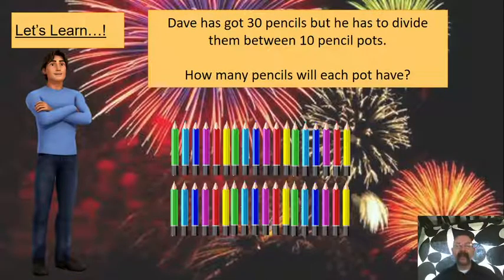Okay, so let's have a look at this problem. Dave has got 30 pencils, but he has to divide them between 10 pencil pots. So how many pencils will be in each pot? Think about the calculation here. It's going to be 30 divided by 10. So how many will be in each pot? Have a think about that.